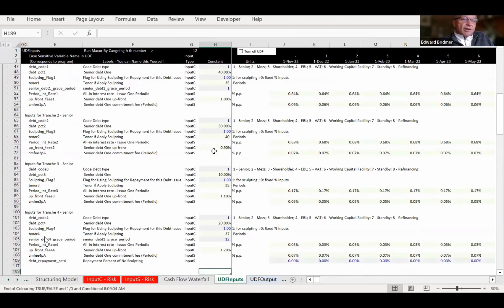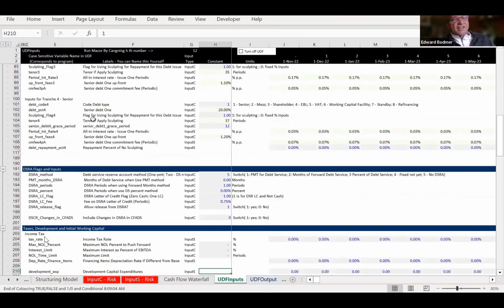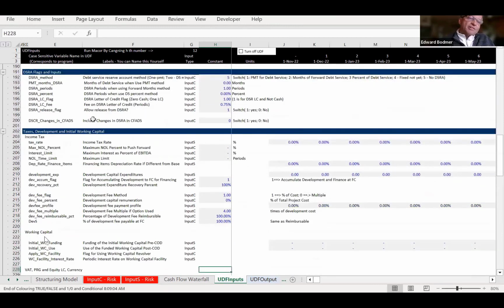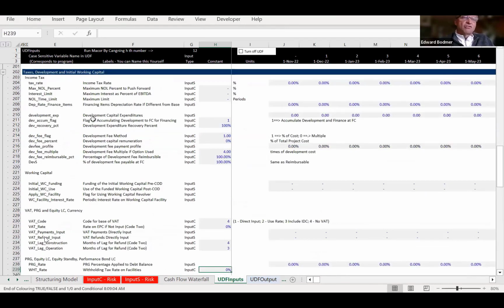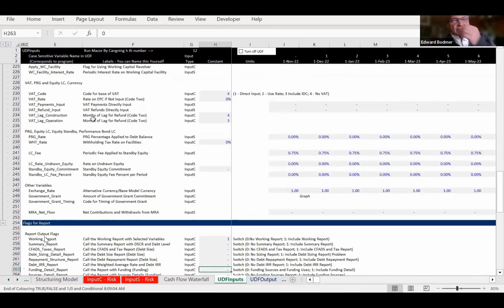Just a minute, where do I, oh, I've got a couple of hidden lines. We can add more parameters. We've got the DSRA built in. We've got all sorts of tax parameters built in that we worked on for years, all sorts of different working capital and LC options.